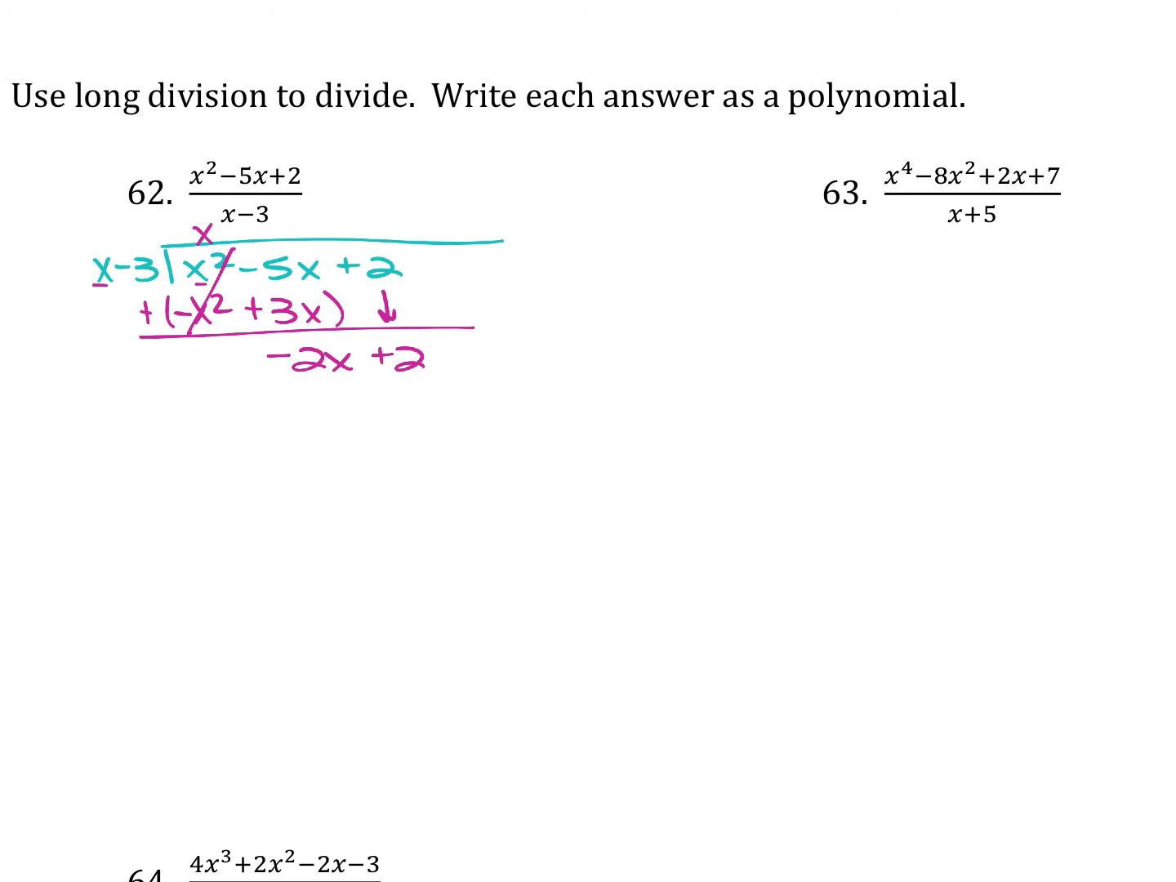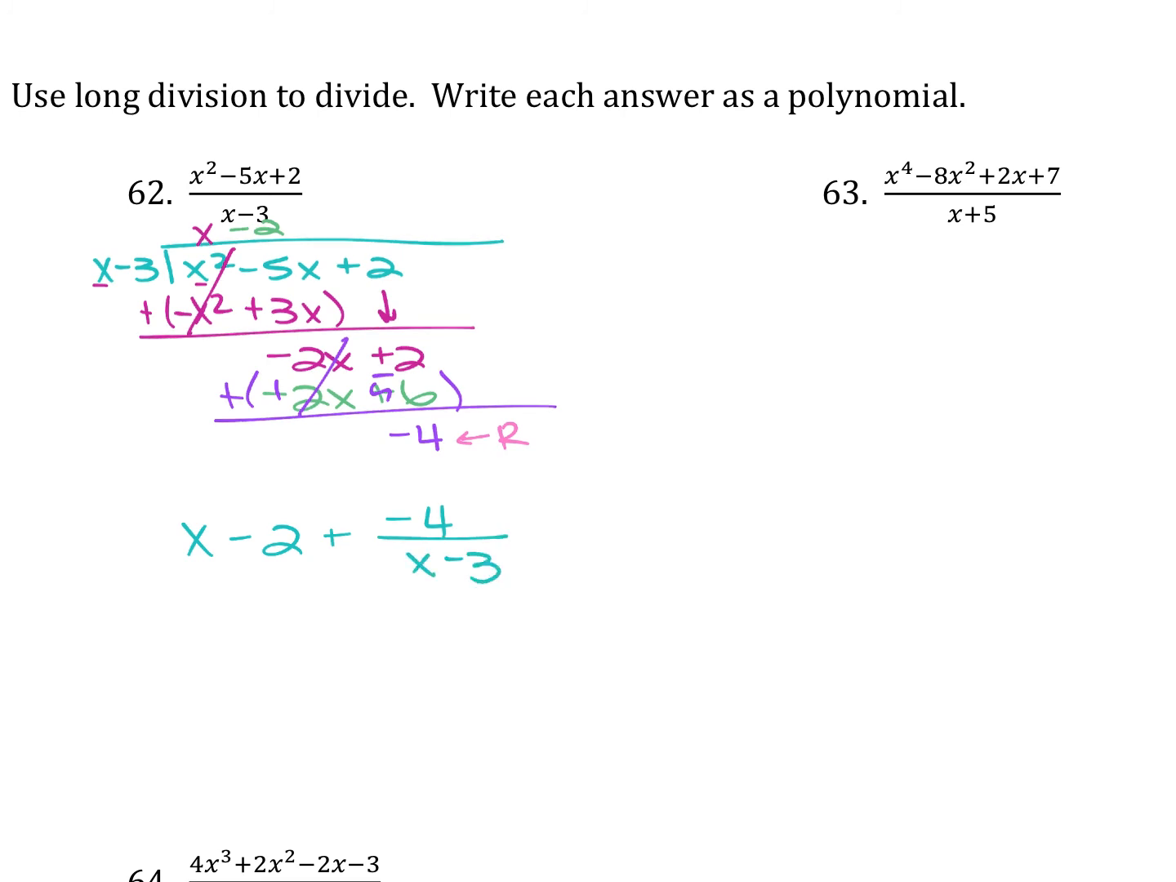From here, the x times what is negative 2x? That's negative 2. So negative 2 times x is negative 2x. Negative 2 times negative 3 is positive 6. We are going to subtract or add the opposites. So the 2x's cancel. 2 minus 6 is -4. That -4 is your remainder. So this gives you x minus 2 plus -4 over x minus 3. Remember, your remainder is always whatever you divided by. So it's whatever was on the outside of your division house.